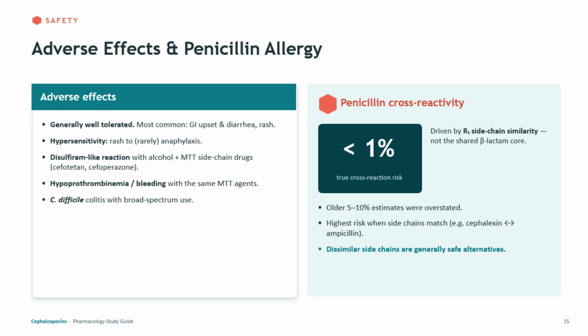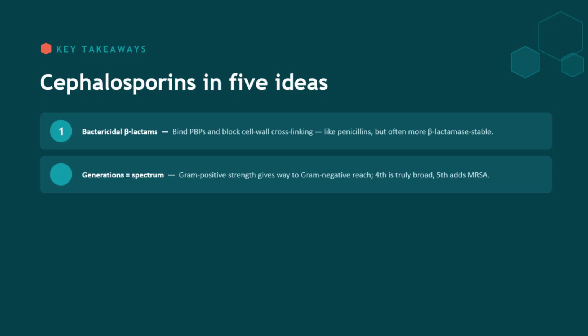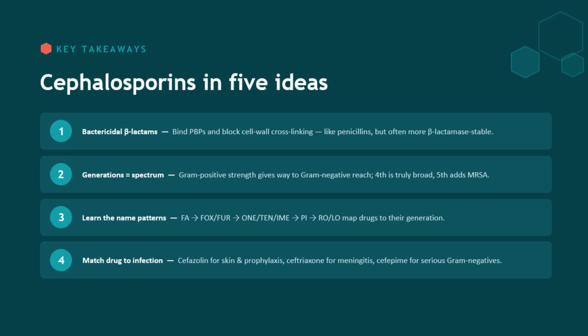Now, the question everyone asks: what about penicillin allergy? The cross-reactivity is driven by R1 side chain similarity, not by the shared beta-lactam core. The true cross-reaction risk is actually under 1%. Those older 5 to 10% estimates were overstated. Risk is highest when the side chains match, for example, cephalexin and ampicillin, but cephalosporins with dissimilar side chains are generally safe alternatives.